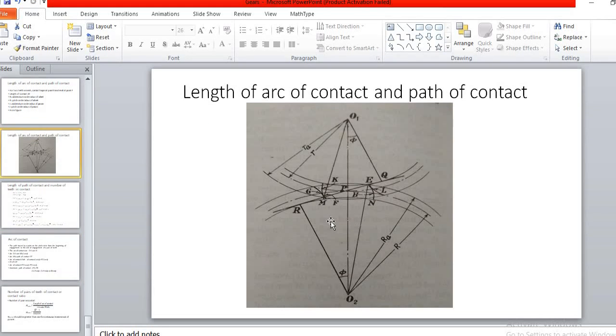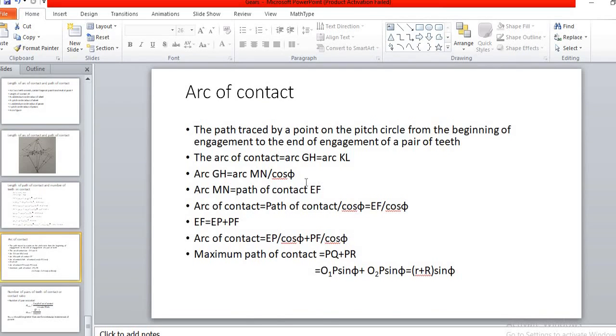K to L, like that. So these are discussed here. And for the gear, the arc of contact on the pitch circle is represented as G to H. So G to H and K to L are represented here, and these are calculated. Arc GH we can calculate as arc MN by cos phi.